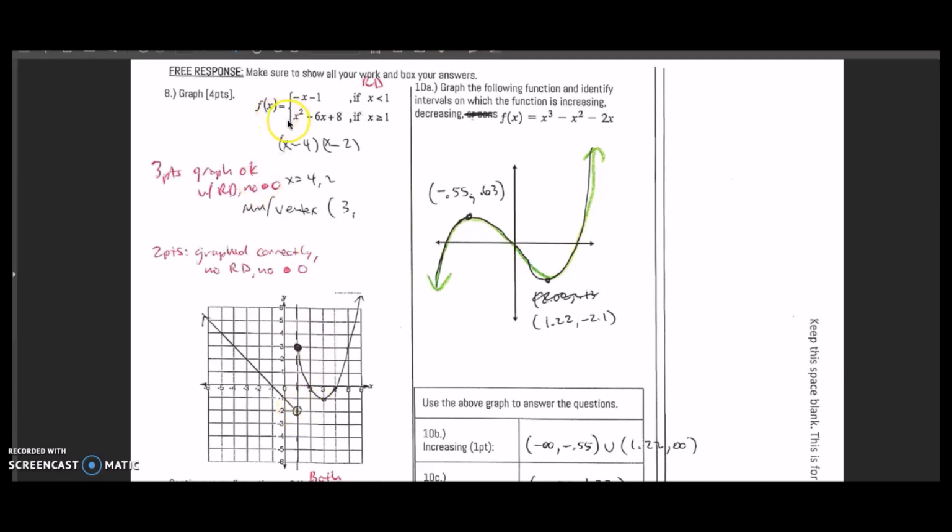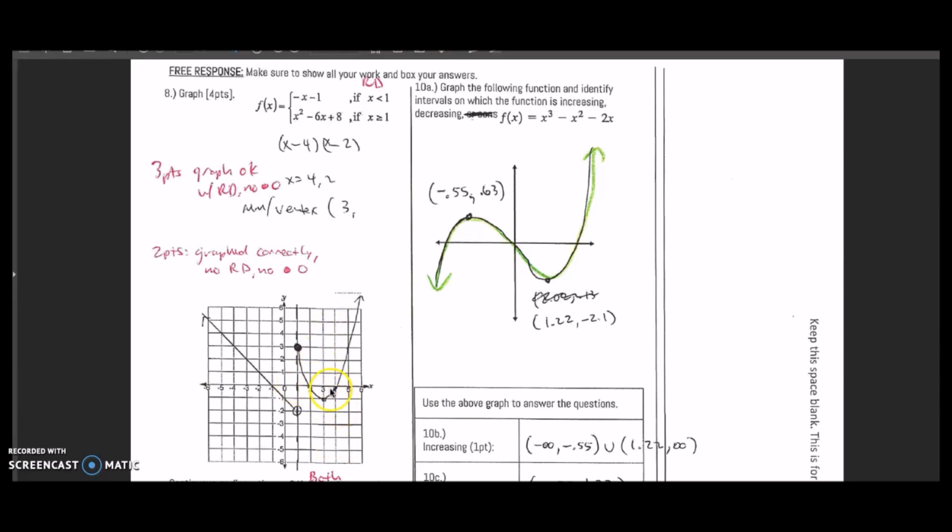To graph x squared minus 6x plus 8, you can do a couple of things here. You'll recognize your y-intercept as 8. I'd rather go with the x-intercept, so if you factor it, you'll have x minus 4, x minus 2. So set those equal to 0, and you get x equals 4 and 2, and then that midpoint, which is 3, that'll be your line of symmetry.